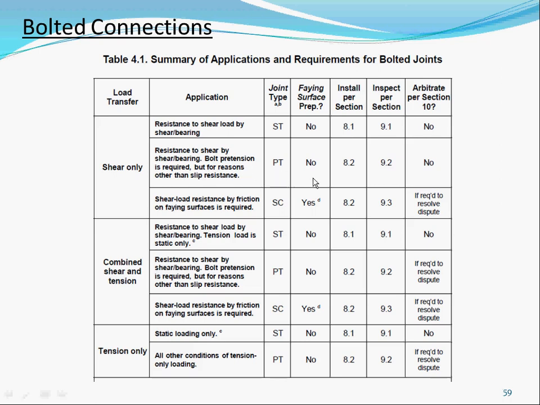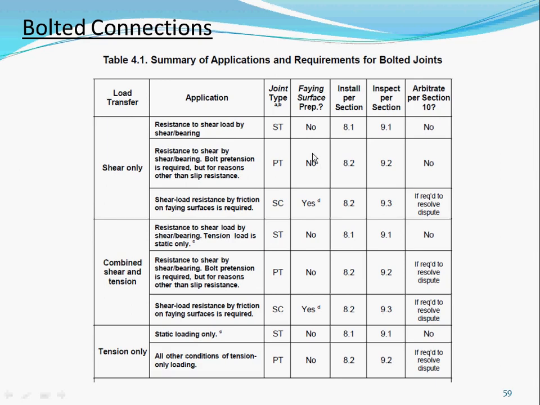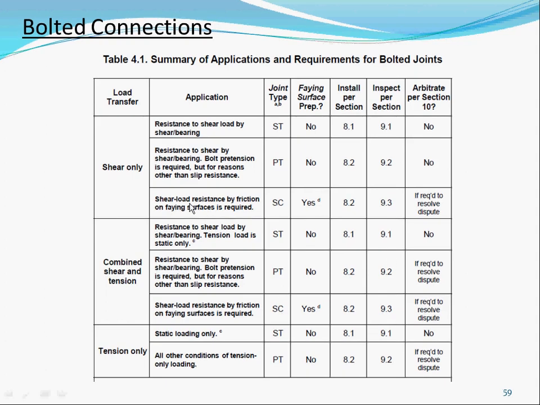The reason is we did not prep our surface. The joint type still needs to be pretensioned. We need to pretension the joints. We don't prep the surface, so we're under this condition. So we are pretensioning it, but it's not a slip critical condition. That's why when you look at the third one, shear resisted by friction on the faying surface is required. We're not counting on that.